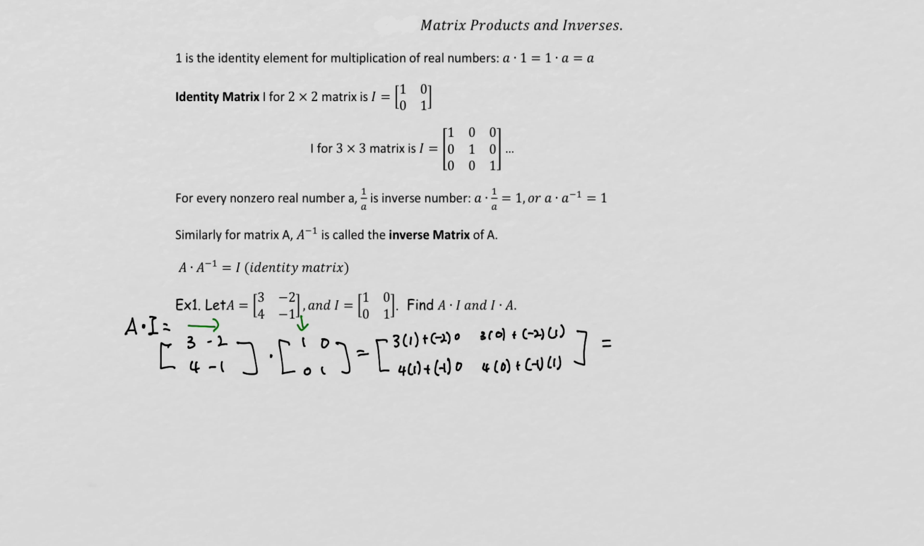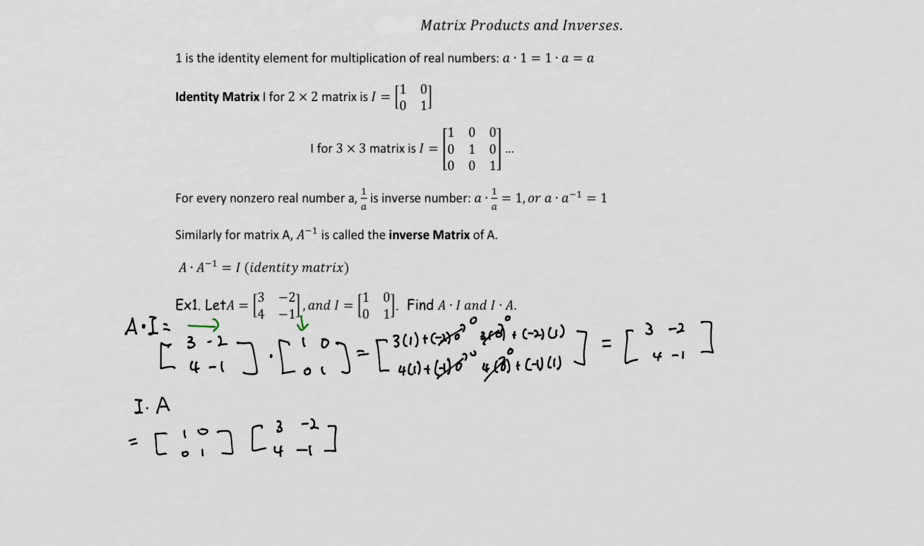When you multiply this, you will get 3, because the other term will be 0. This is all 0 when you multiply by 0. And that will be -2 and 4, -1. So I'm going to show you what happens if I multiply the identity matrix with A. Right? 1, 0, 0, 1 with 3, -2, 4, -1. If it's just regular multiplication, we end up getting the same value.